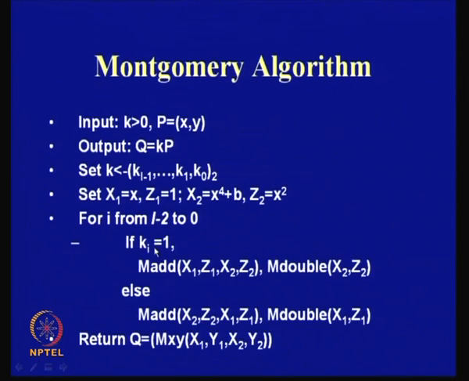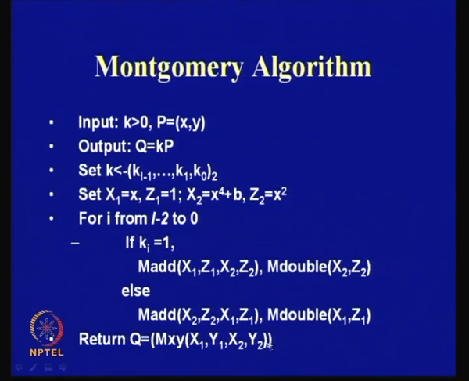Now, if k i is equal to 1, you are doing in projective coordinates the addition operation in x 1 z 1, okay, and you are doing the doubling in x 2 z 2. Okay. So, you see that you are not actually working on the y coordinate. Why? Because Montgomery's technique does not need me to work on the y coordinate, it needs only the x coordinate. Okay. And when k i is 0, then also you need to do the addition here and the doubling in the x 1 z 1 register.